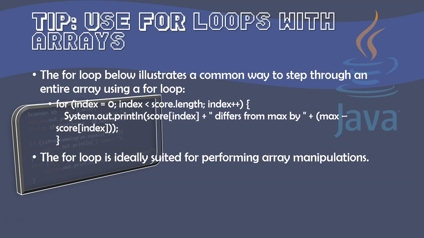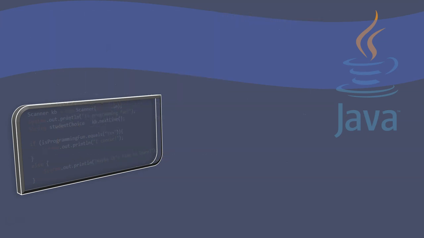Now the for loop is ideally suited for performing array manipulations because of the way it's set up. It can very easily iterate through. Can you do it with other loops? Yes. But for an array, the for loop is probably the best option that you're going to use.